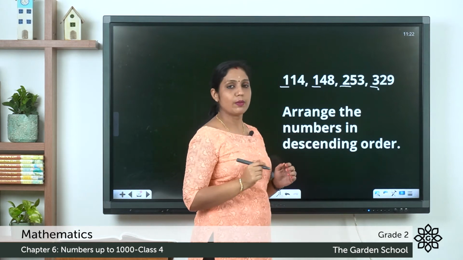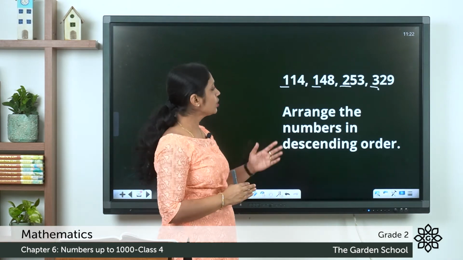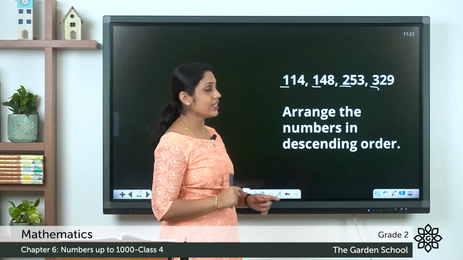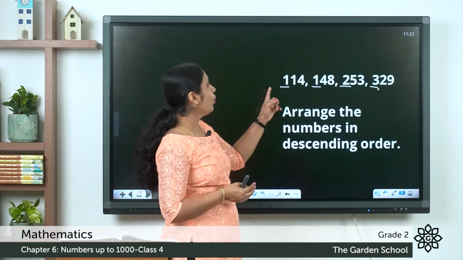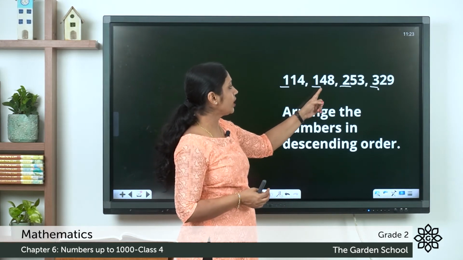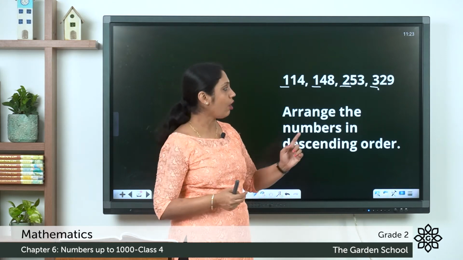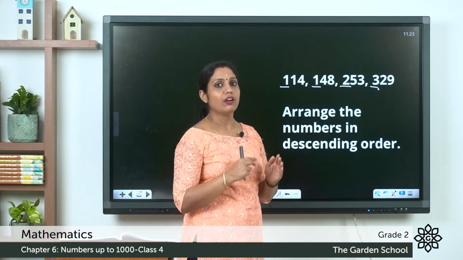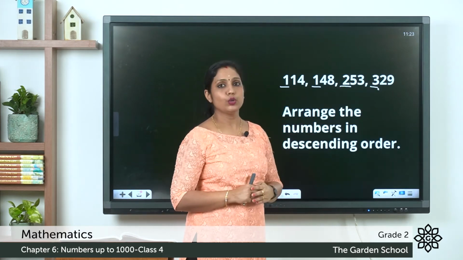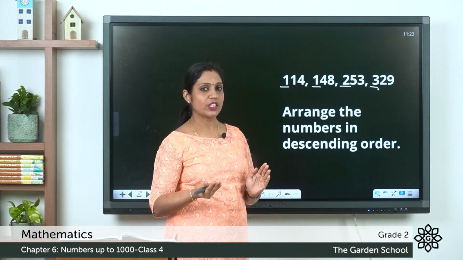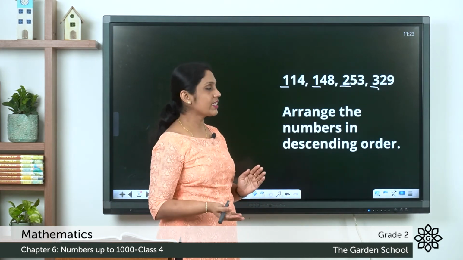So when we arrange numbers in the descending order, the largest number has to come first. So which is the largest number? It is 329. And then we have 114, 148 and 253. So which is the next largest number after 329? In 329 we have 300, after that we have 200. So the next number which has to be arranged is 253. Now let's look at the next numbers.